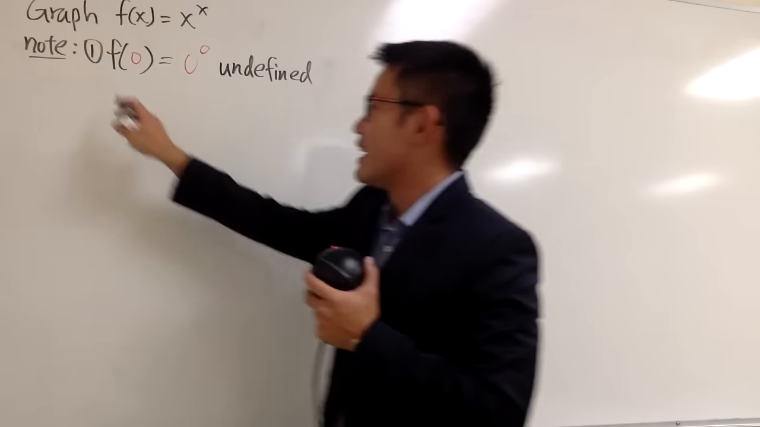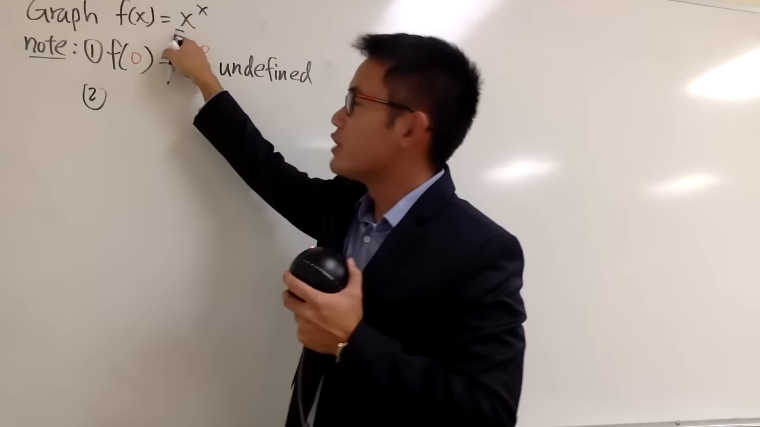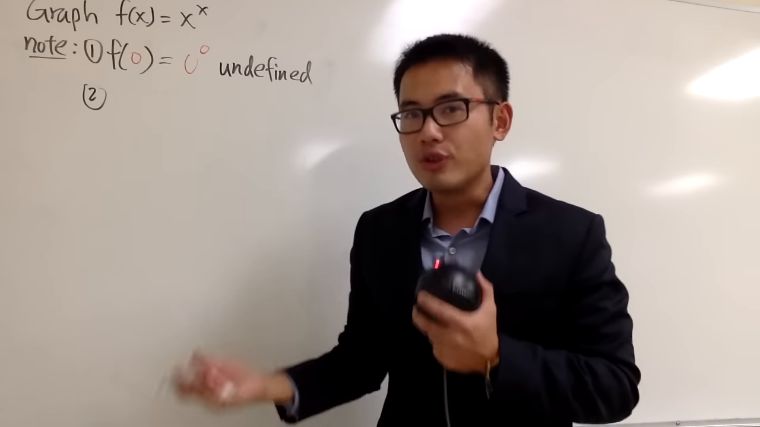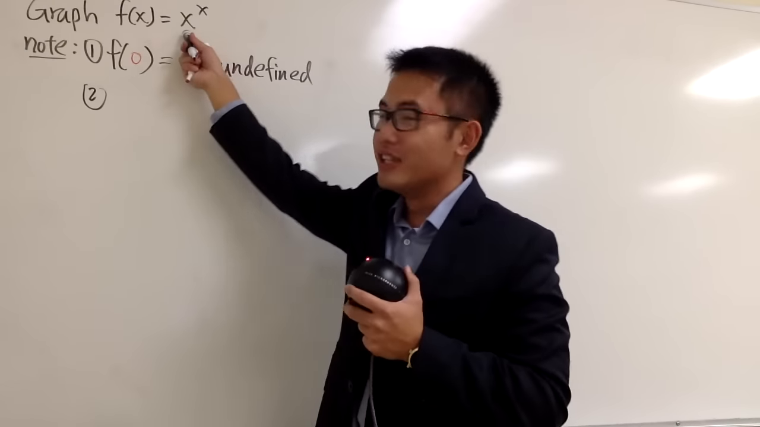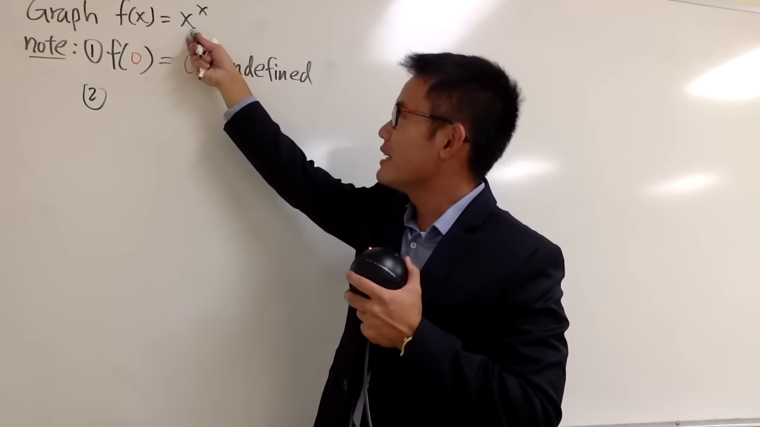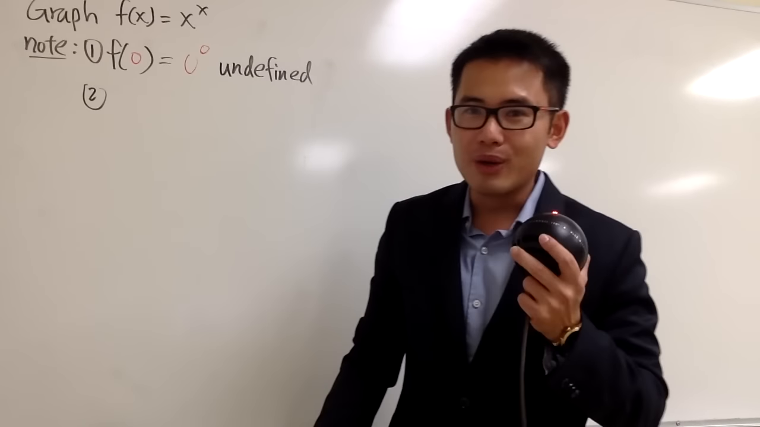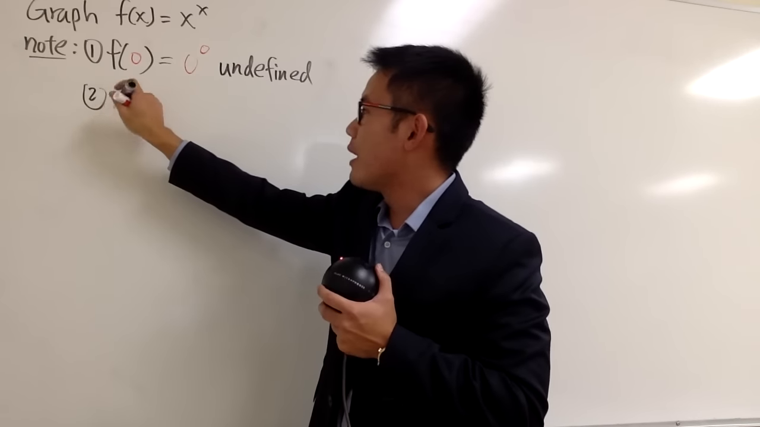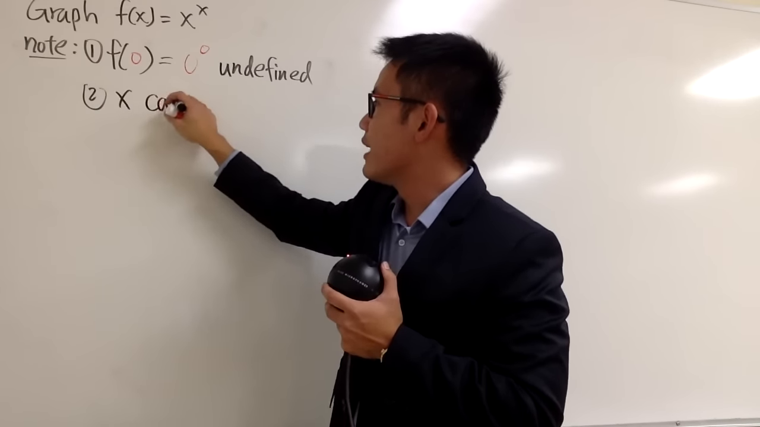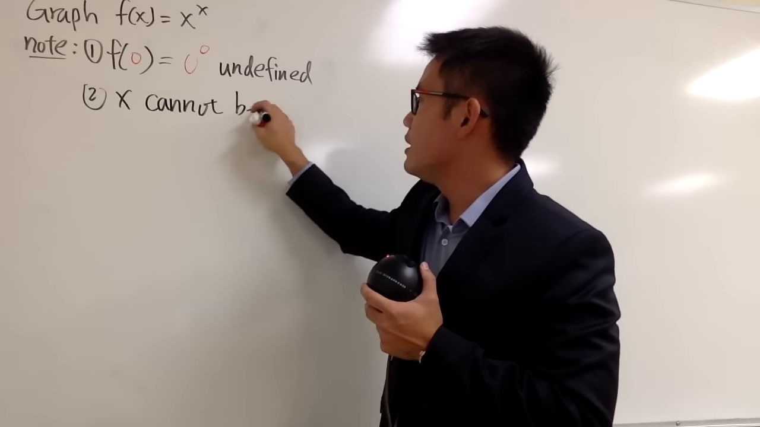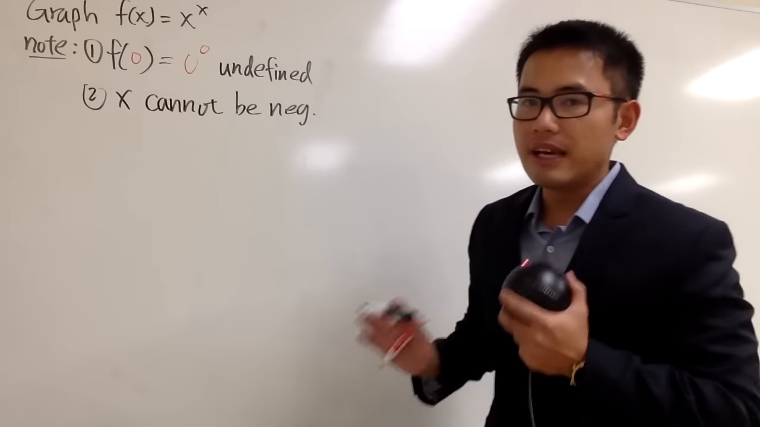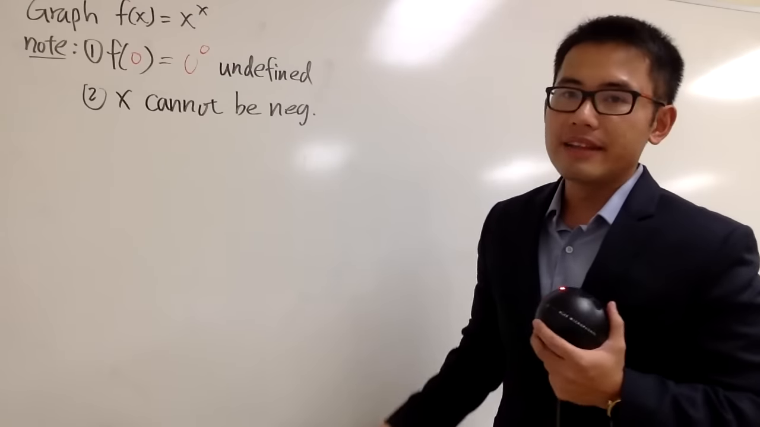And then the second thing is that in this situation, x to the x power is actually not an exponential function because the base changes as well. We have x as the base raised to a power, right? Another thing we have to be careful about right here is that we are going to make sure x cannot be negative, right? We just want to have the positive x values. And why is that the case?